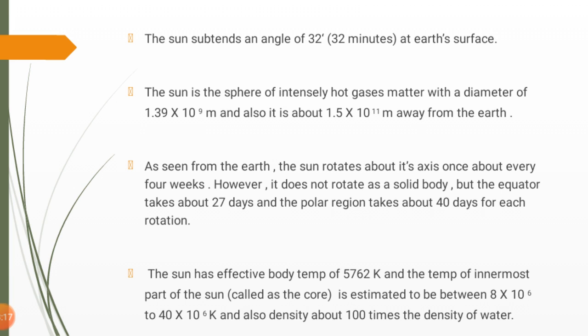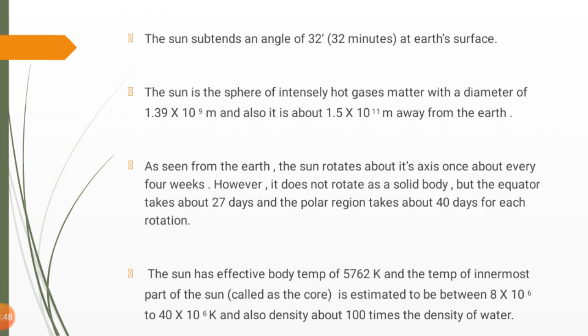We know that the sun rotates about its own axis every 4 weeks, but it does not rotate as a solid body. That means it does not take equal days for the equator as well as the polar region, but the equator takes about 27 days and the polar region takes about 40 days for each rotation. And this is all if we see from the Earth's surface.